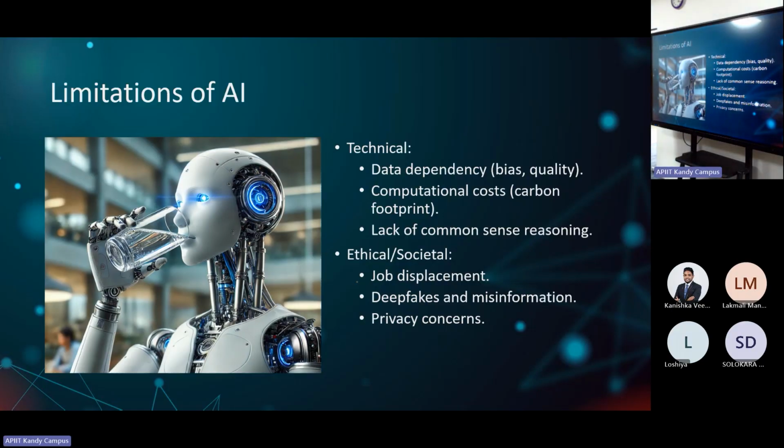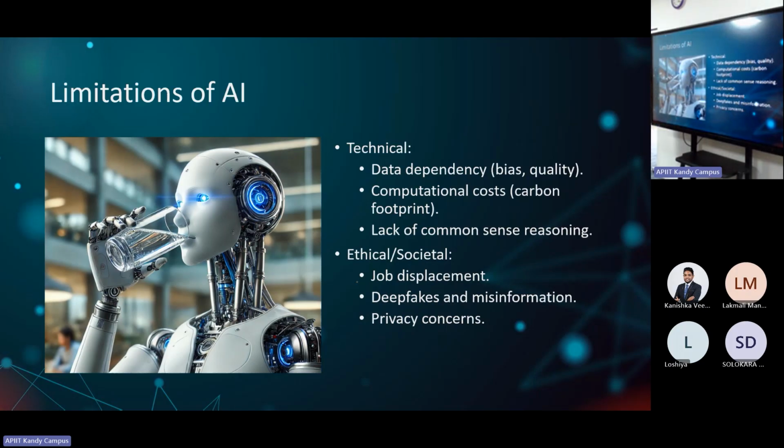And of course, it lacks common sense. Even kids nowadays lack common sense, right? They're so mollycoddled. Parents take care of them so much. We take them, drop them in school, bring them back and all of that. They lack common sense of dealing with even small problems. So AI is like those.